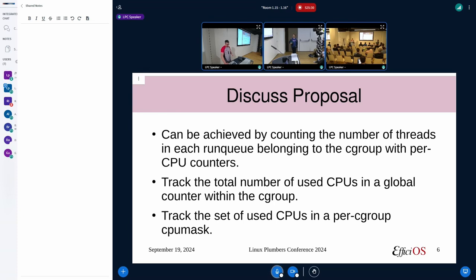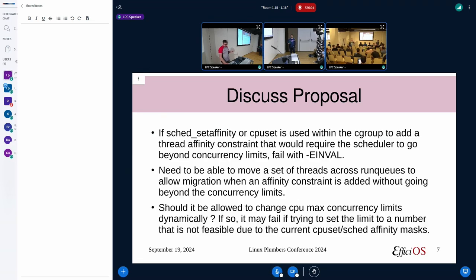So some ideas I have on how to do it. This could be achieved by counting the number of threads in each run queue belonging to the cgroup within per-CPU counters. Then we track the total number of used CPUs in a global counter within the cgroup, and it only ever changes when those per-CPU counters flip between zero and one, actually. And then we could even track the set of used CPUs in a per-cgroup CPU mask. That could be useful after that.